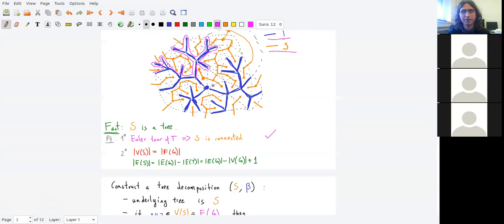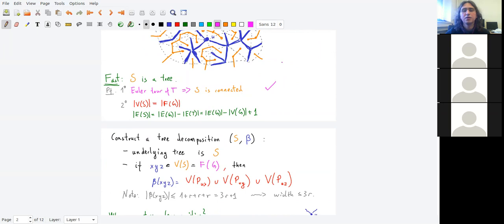So now to see that it is indeed a tree, we will just calculate how many edges and how many vertices there are in the graph S. So how many vertices are there? Well, as many as the number of faces of G. That was the definition of the vertex set of S. And how many edges does S have? Well, I've got one edge per every edge of the original graph, so the number of edges of G, and I removed all the duals of the edges of the tree T. So this is the size of the edge set of G minus the size of the edge set of T. So now how many edges does T have?